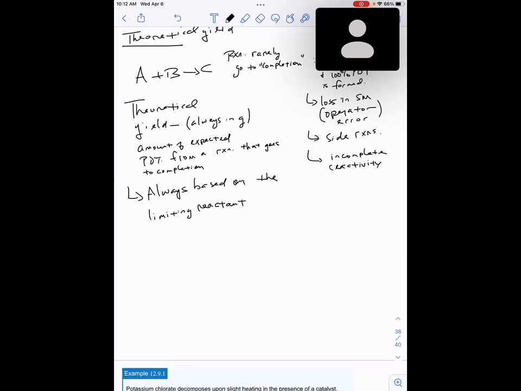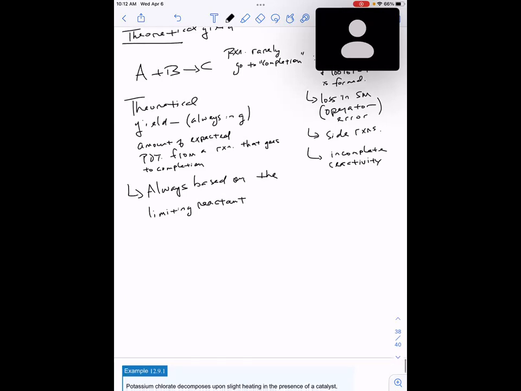So when we think about the theoretical yield being based on the limiting reactant, we also have to think about the fact that we can calculate the theoretical yield. But in order to do it, we're going back to the basics. We need a balanced chemical equation. And once we get that balanced equation, then from that balanced equation, we can get the theoretical yield.